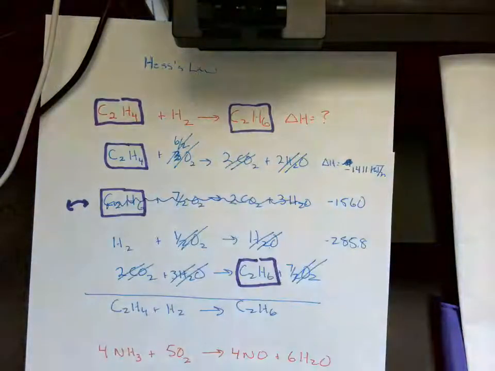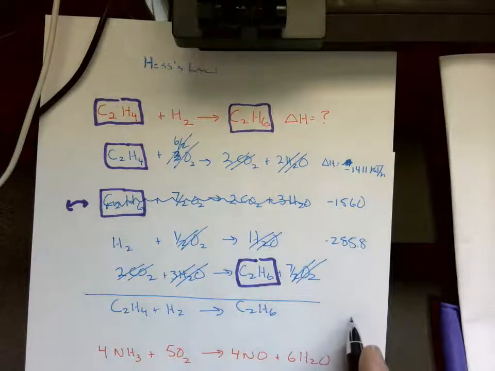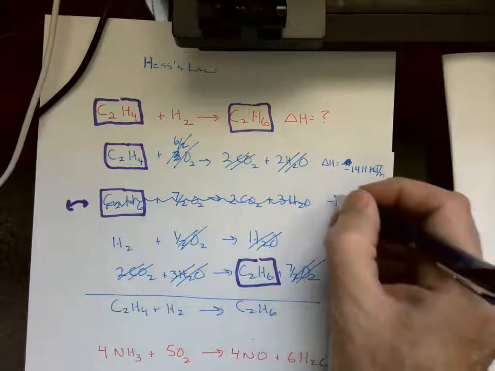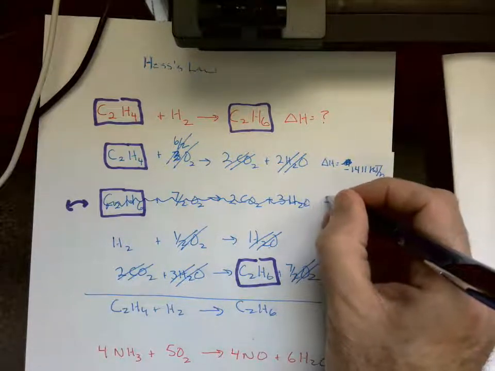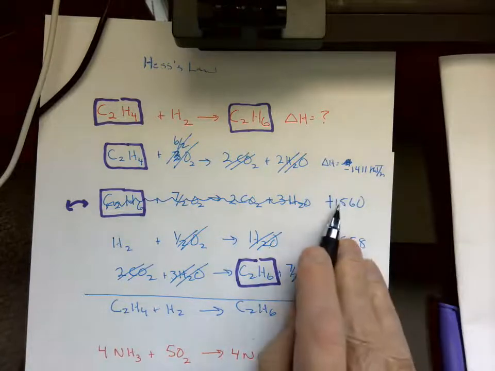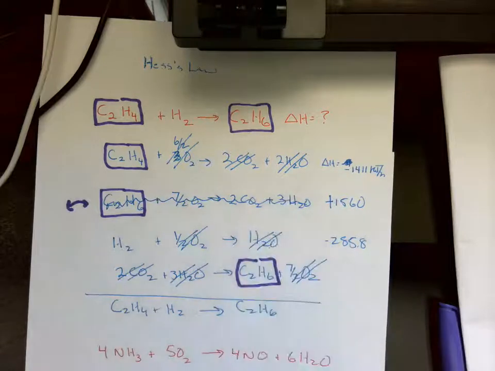That's your proof that you did it right. Now what we do is we add up our numbers. But because we flipped this reaction, we have to flip the sign here. So this becomes a positive. Once again, that was negative 1560. When we reverse a reaction, we reverse the heat of the reaction.